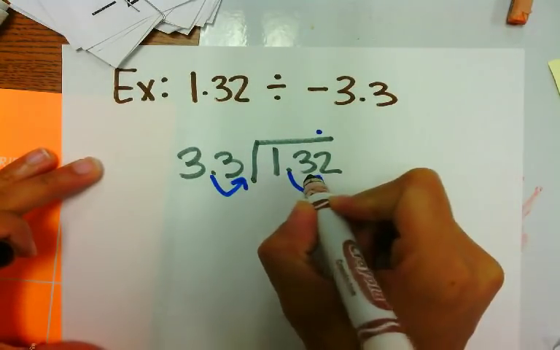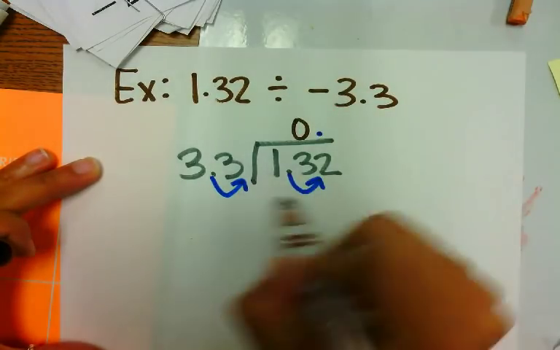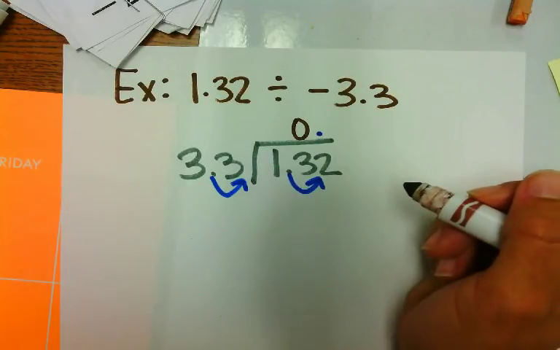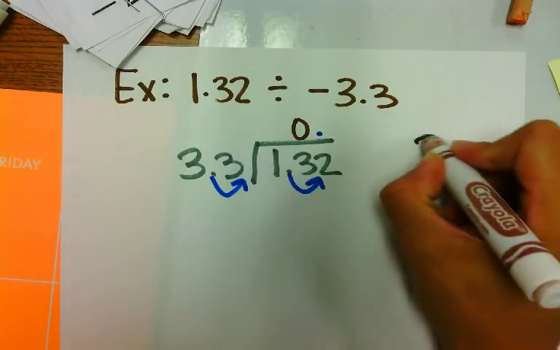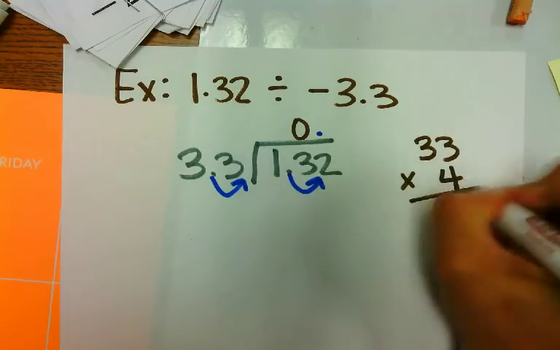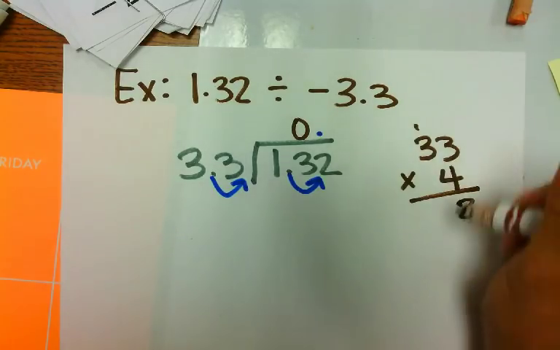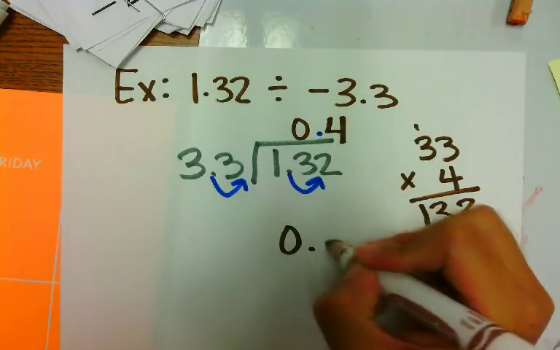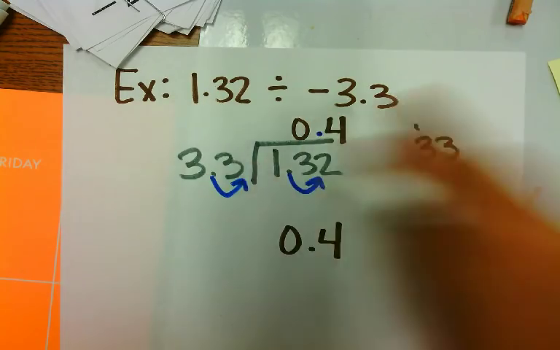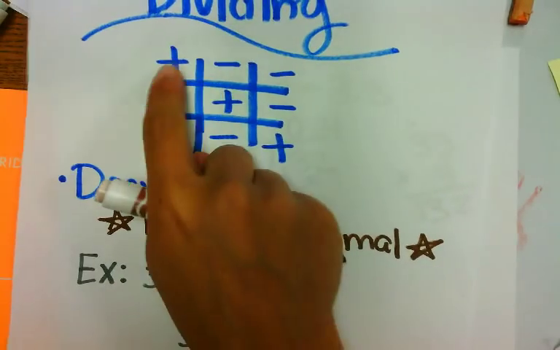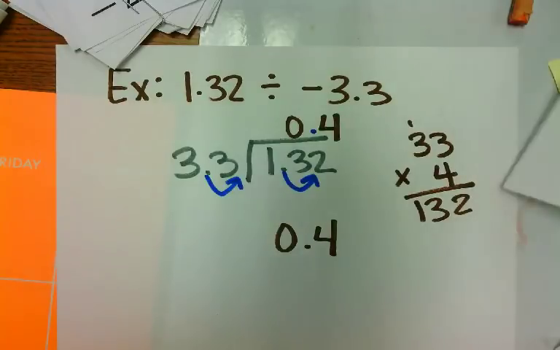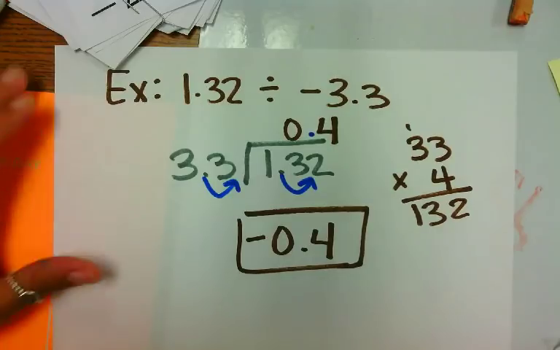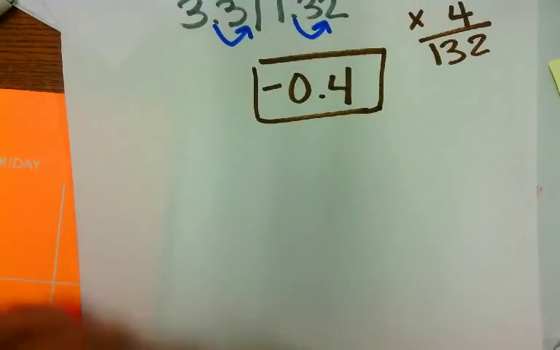33 goes into 13, 0 times. 33 goes into 132. See if you can figure out how many times. So pause the video. Alright, hopefully you paused it. But it's 33 times 4. 4 times 3 is 12. 4 times 3 is 12 plus 1 is 13, which is that. So we get 0.4. Now, a positive and a negative. If you look at your chart, a positive and a negative gives you a negative. So that means my answer is negative 0.4. Okay, so that's decimals. Now we're going to do fractions.